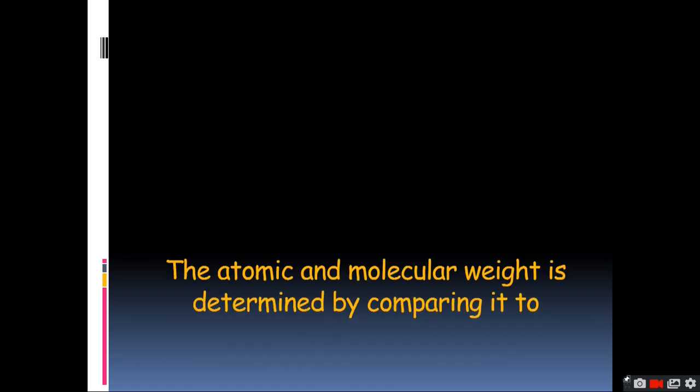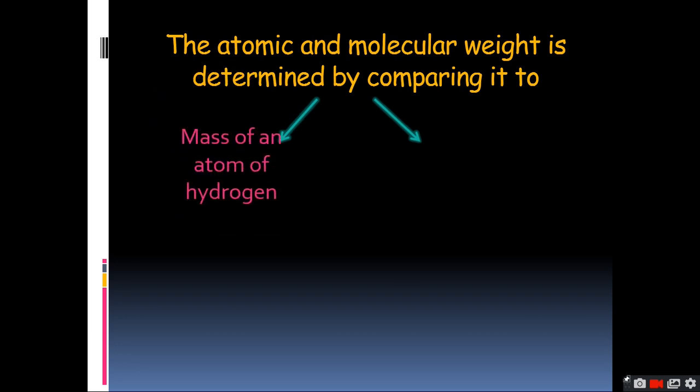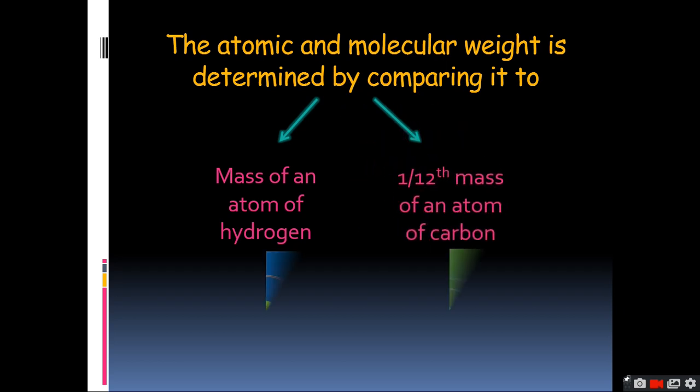You all measure your weights, right? The atoms do it too. So the atomic weight and the molecular weight is determined by comparing it to the mass of an atom of hydrogen, or 1/12 the mass of an atom of carbon.